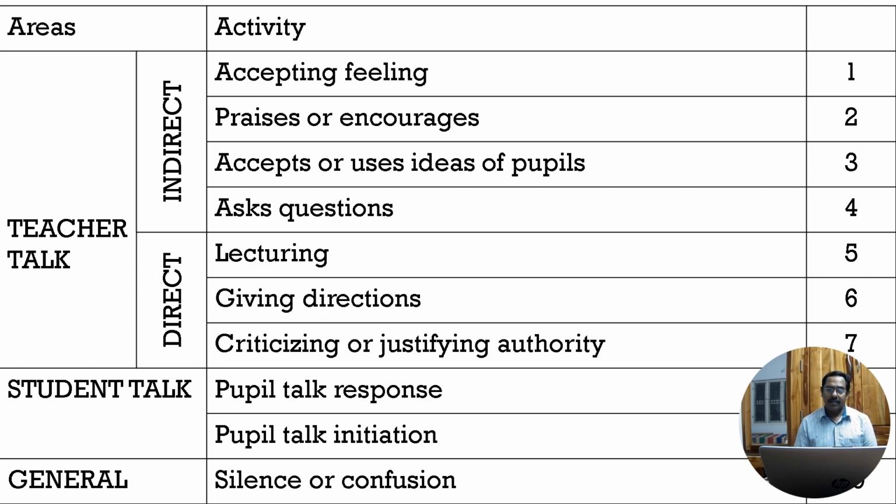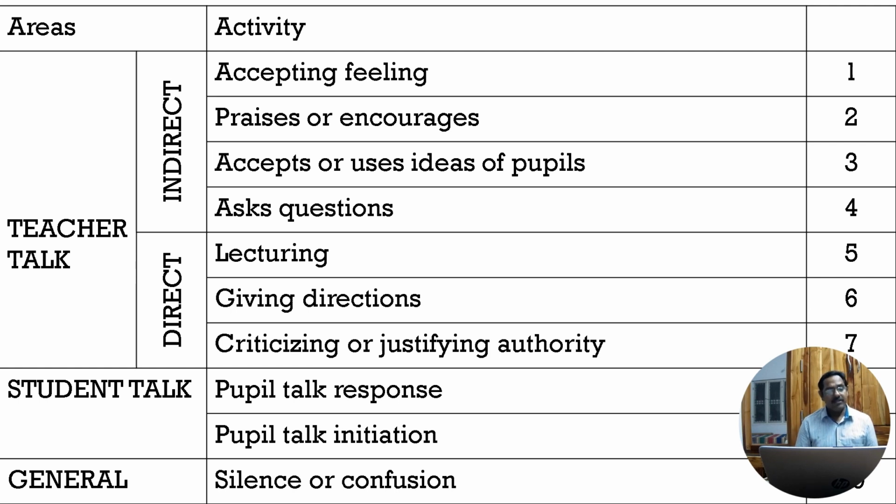So, from 1 to 10. If the teacher accepts the feelings of the students, then it is category 1. If the teacher says, no, good, very good, beautiful, wonderful, you can do it, my boy, those are called praises or encourages. Sometimes a student answers a question, and that answer is incorporated in the teaching, then that's category 3.